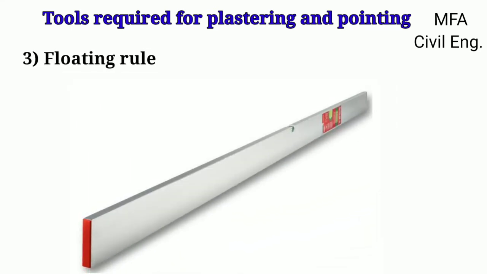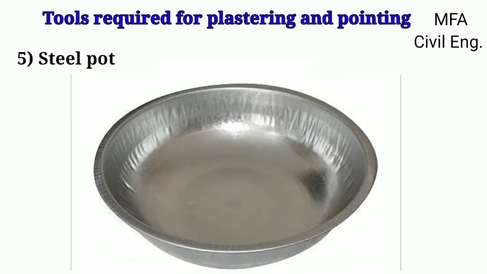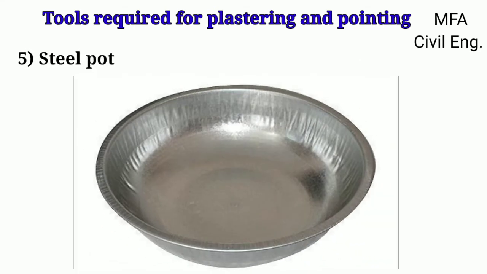Floating rule is used basically to check the level of the plaster surface. Spade is used to mix the constituents of a mortar to obtain a uniform or homogeneous mass. Steel pot is used to carry the mortar at the time of the plastering work.